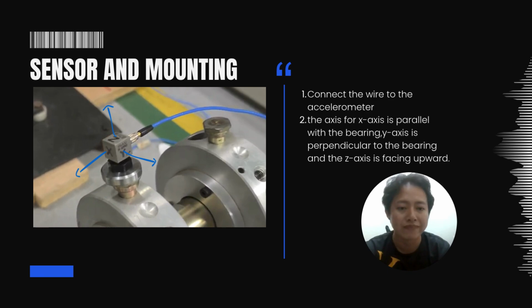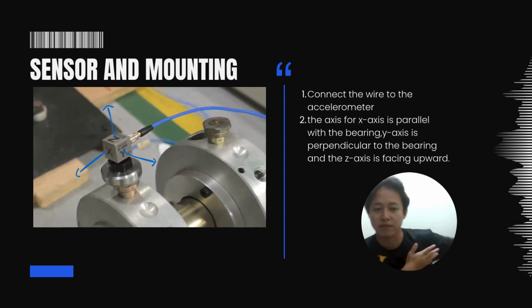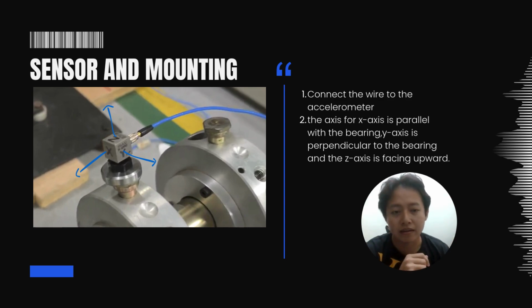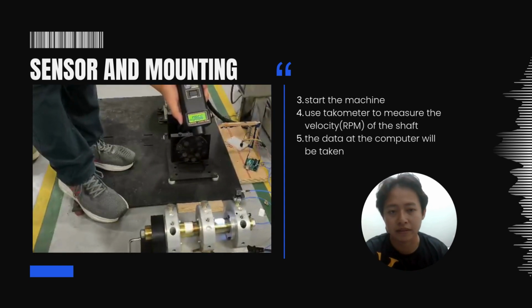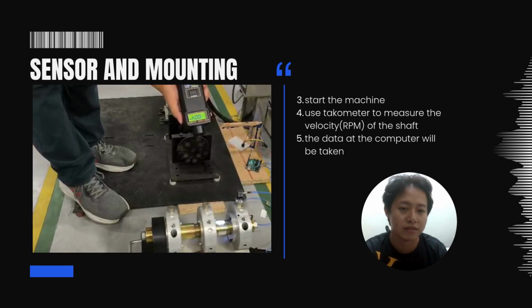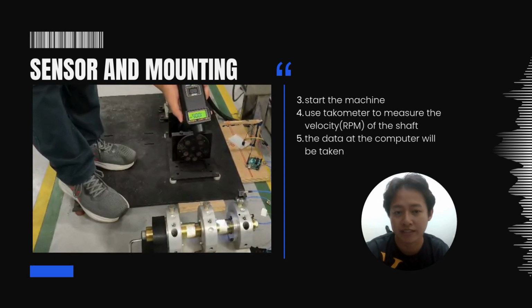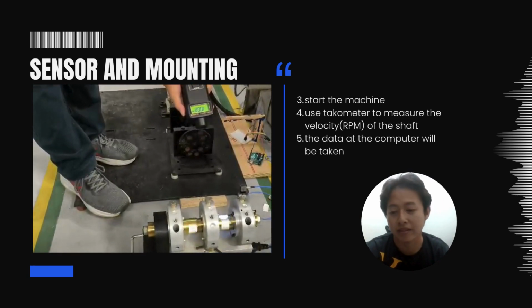Thank you. Okay, so for the sensor and mounting, what you're going to do is connect a wire to the accelerometer. As you can see here, the x-axis is parallel to the bearing, the y-axis is perpendicular to the bearing, and the z-axis is facing upwards. After that, you start the machine, and then you use the tachometer to measure the velocity in RPM of the shaft. And also the data at the computer will be taken.